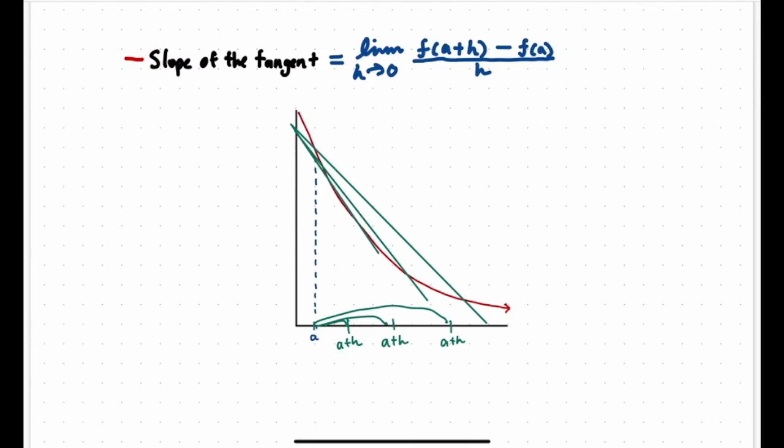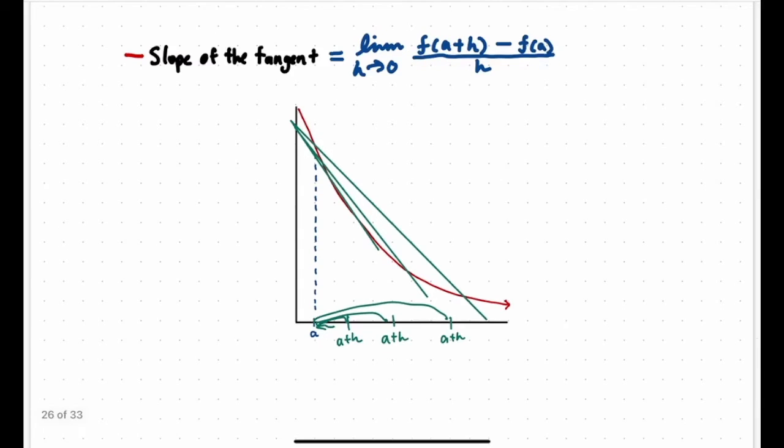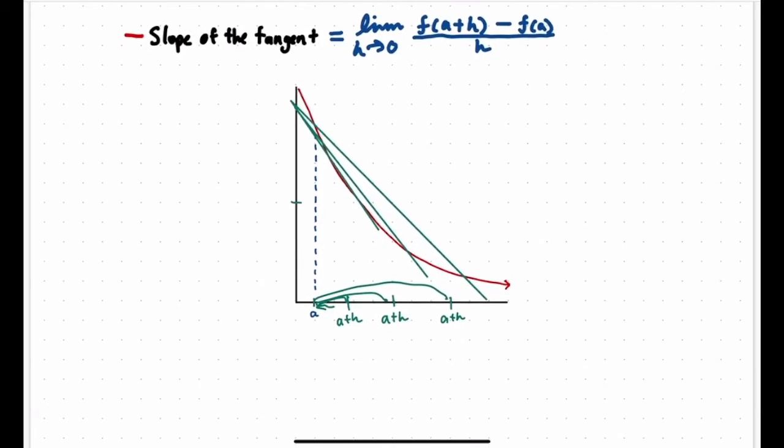It starts to look more and more like the tangent line, right? And we can actually say that as the limit of h approaches 0, as this h gets smaller and smaller towards a, then the slope of these lines between f at a plus h and f at a, that slope of that line becomes the slope of the tangent line.